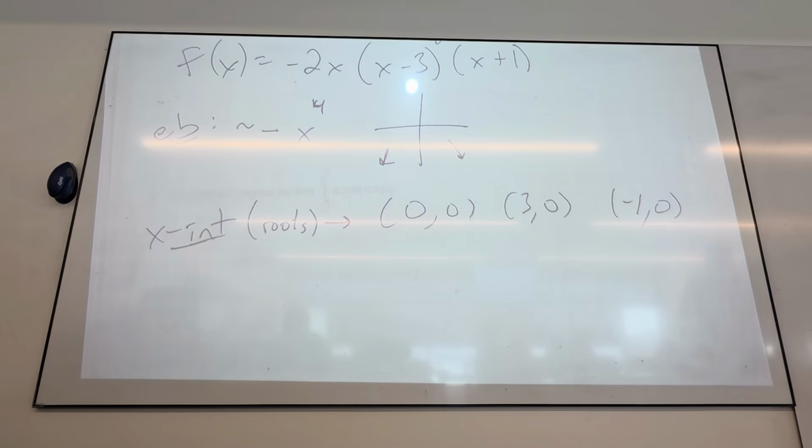And then the y-intercept is 0. Right? Here, we'll do the y-intercept. The funny thing is, anytime one of your x-intercepts is 0, the y-intercept is 0.